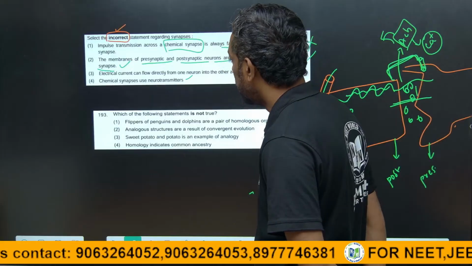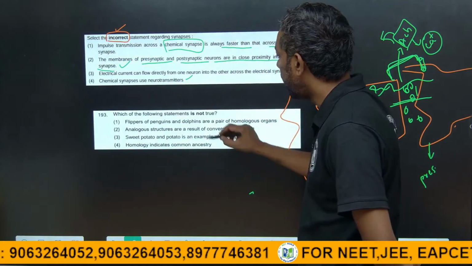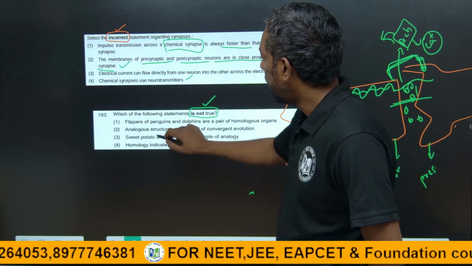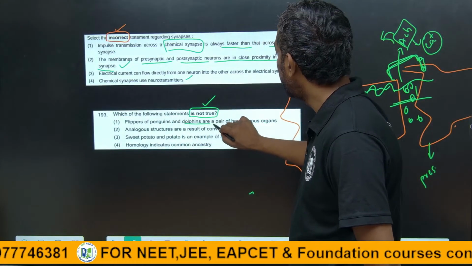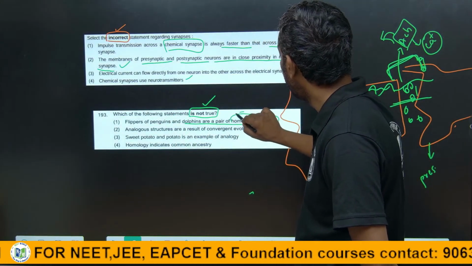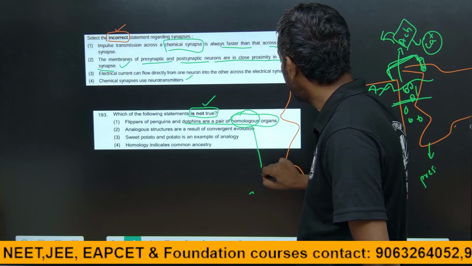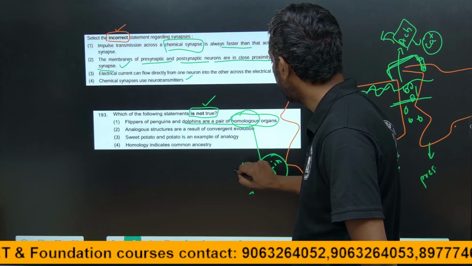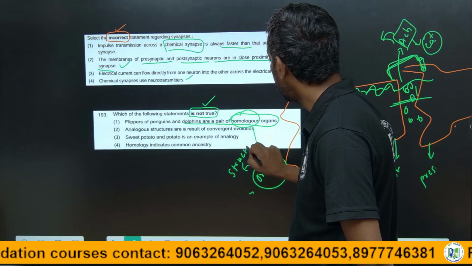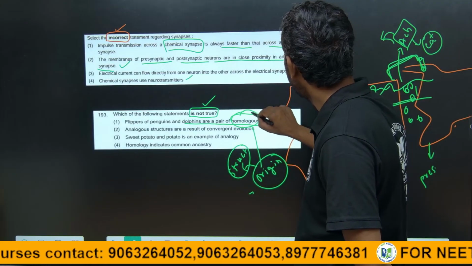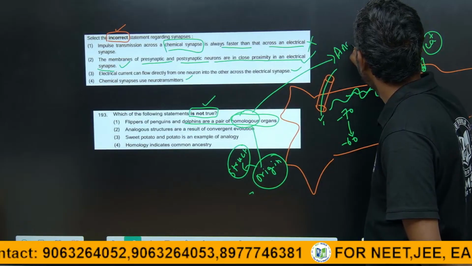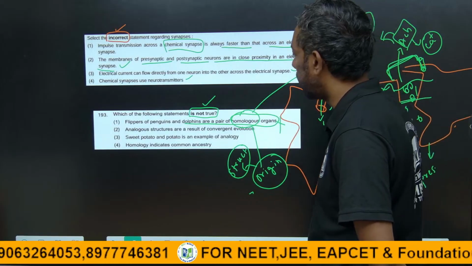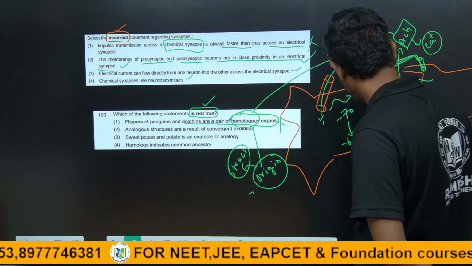Next question. Which one of the following statements is not true? It is also a negative word, not true. Flippers of the penguin and dolphins are a pair of homologous organs. No, their origin is different, which means the structure is different but the work is the same. So in this way it is analogous. So the first statement is wrong, and there is no need to go to the next statement.